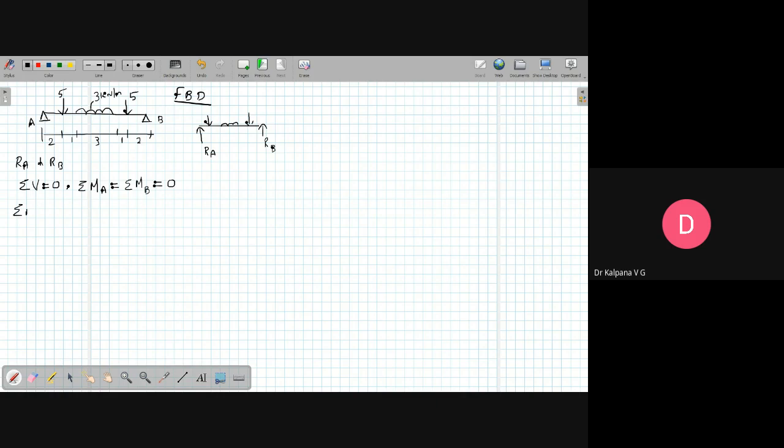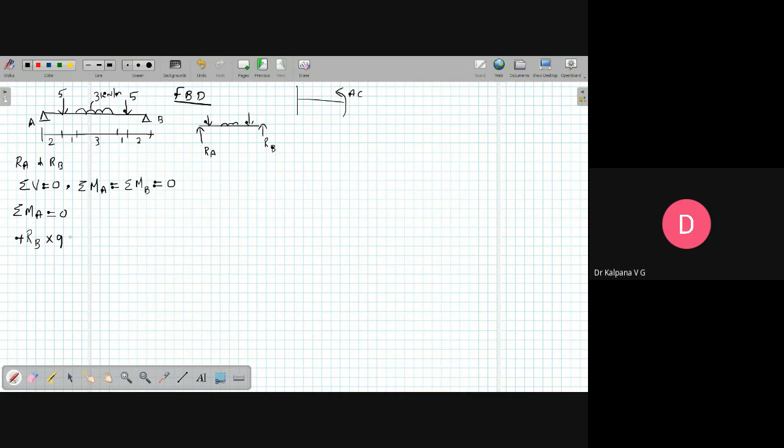So let's apply the equation sigma MA equal to 0. So the moment of all the forces to the right of A about support A is 0. Consider this diagram. We can start from RB: RB into the total distance, 9 meter. Whether RB is plus or minus, can anyone say? Consider the section here, to the right of the section, RB into the distance 9 meters, which makes what moment, clockwise or anti-clockwise? Anti-clockwise. On the right side, anti-clockwise is positive.